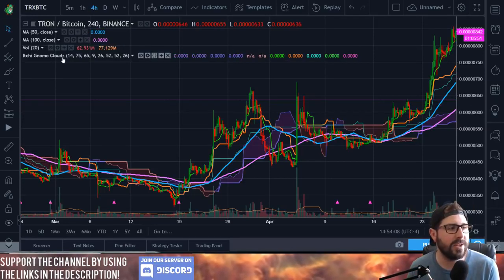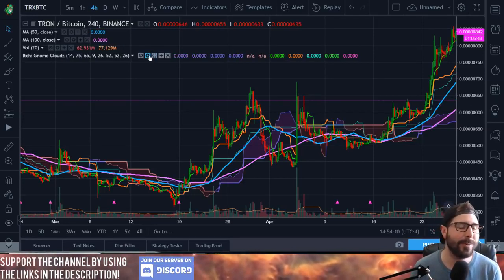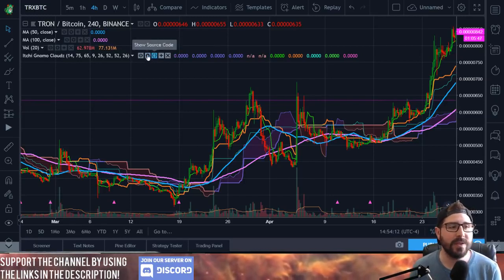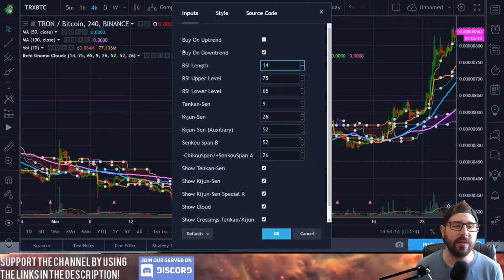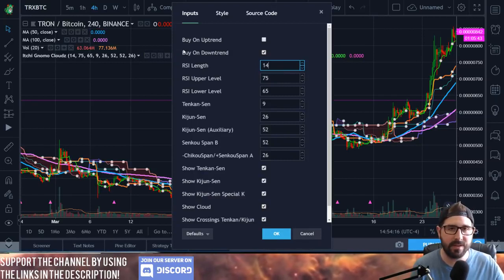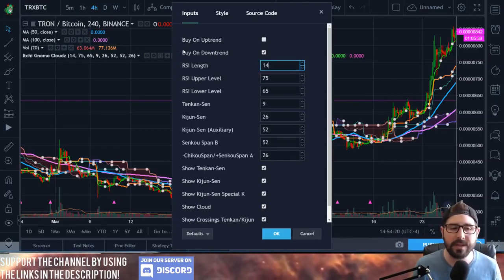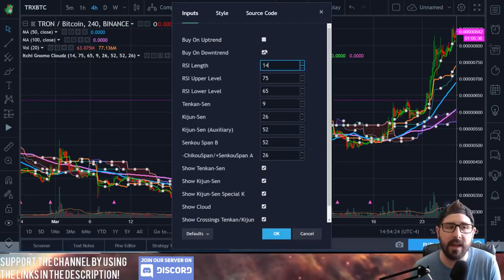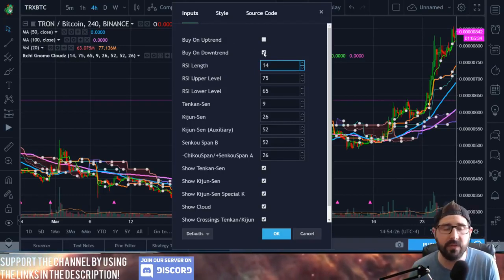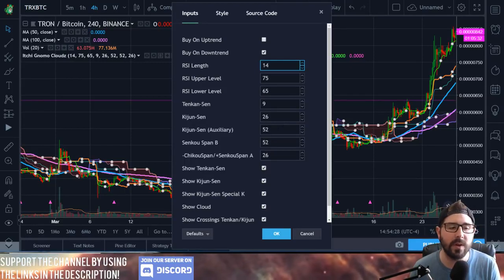So Ichimoku. I made some crazy names for these, I know, but the first thing you can do is go on the cogwheel. If you do want to change any of the settings on these, this is up to you. My general consensus is leave it stock, and the setting I like to use for an alert, if you're looking for an alert, is buy downtrend. So start there.